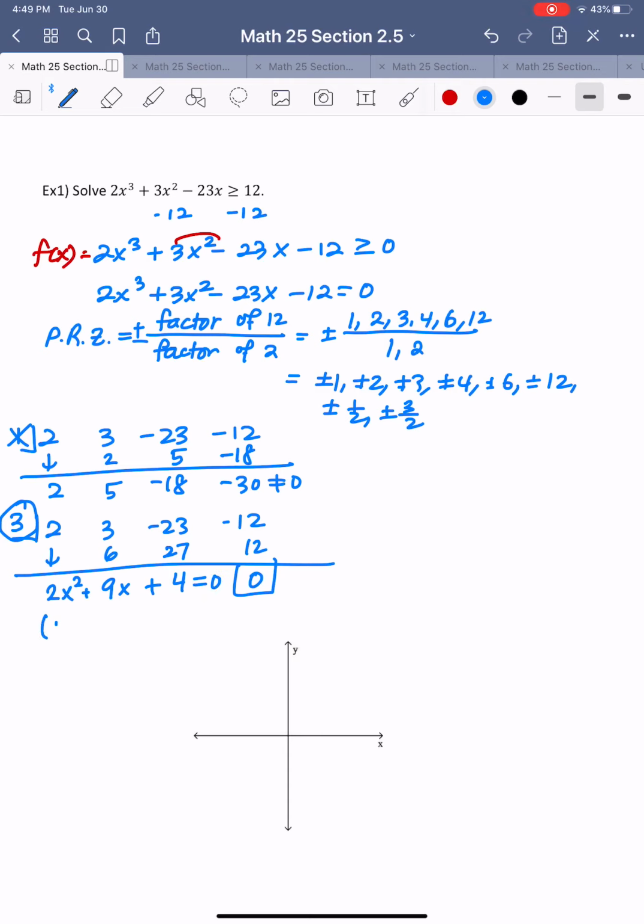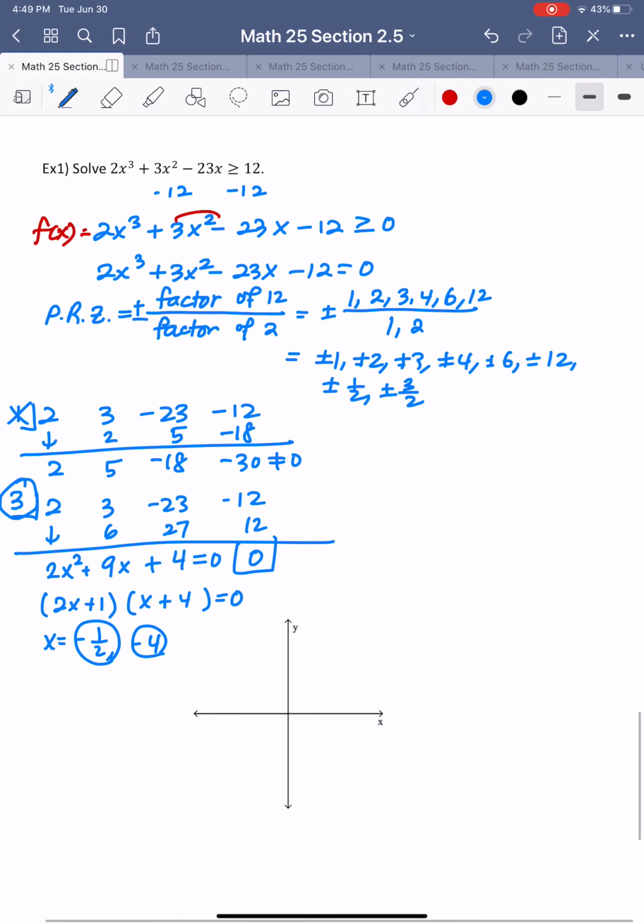So this factors as 2x times x, and then I need to get a 9, so plus 4 plus 1. And then you get the other zeros: negative 1/2 and negative 4. So there are 3 zeros right now. Plug them in: negative 4 is about here, negative 1/2 about here, and 3 is about here. There is also an equal sign, so we're going to include them, so all the zeros are included in the solution set.